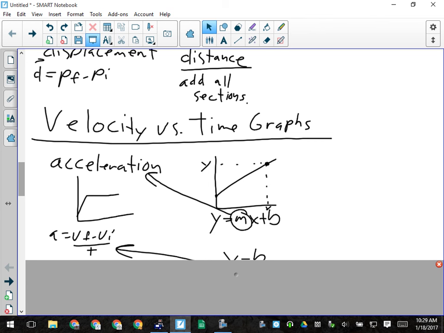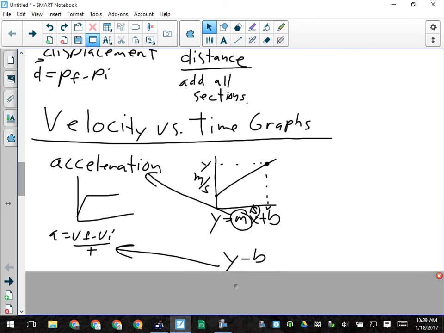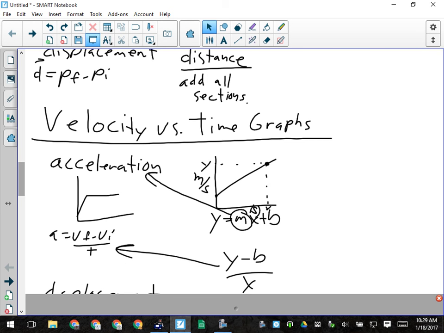Remember that this formula, however, is derived from this one. Because we have speed or velocity on the y-axis and we have time on the x-axis, when I solve for slope, the same way I did in the last graph, I'm going to end up with y minus b divided by x. Well, y is a velocity, the final one, b is the initial velocity, and x is time. So it's the same idea as it was on the last graph.